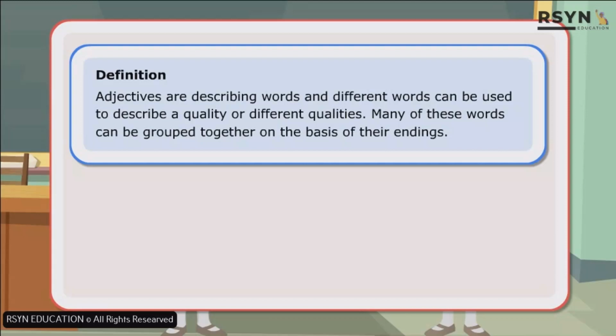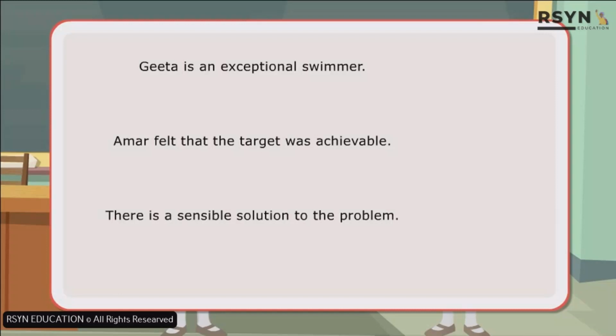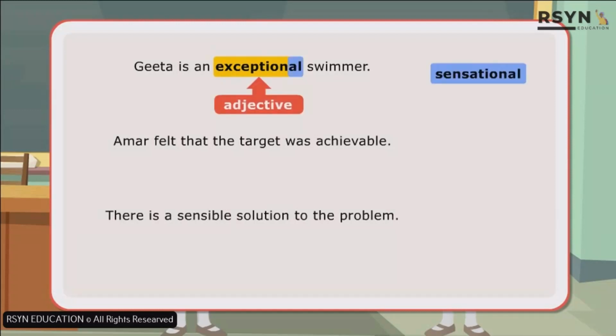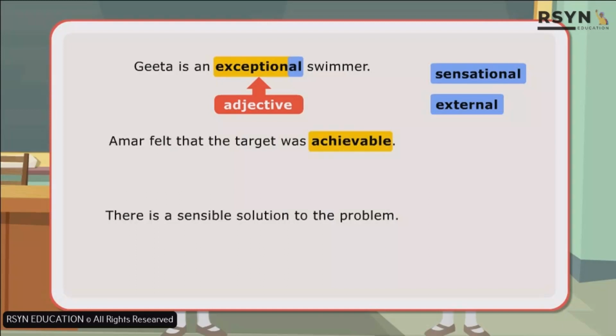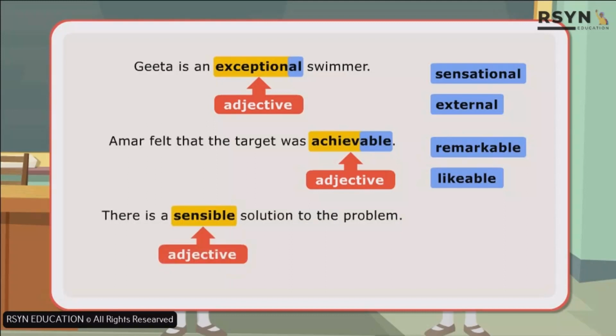Let us look at a few sentences. Geeta is an exceptional swimmer. Amar felt that the target was achievable. There is a sensible solution to the problem. In the first sentence, exceptional belongs to the group of adjectives ending with al like sensational, external. In the next sentence, achievable belongs to the group of adjectives ending with able like remarkable, likeable. In the third sentence, sensible belongs to the group of adjectives ending with ible like edible, gullible.